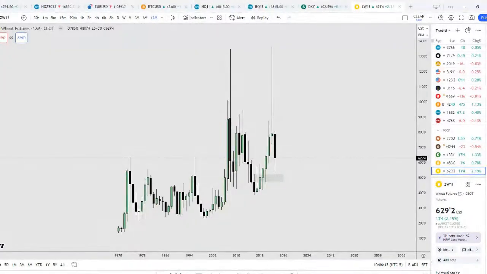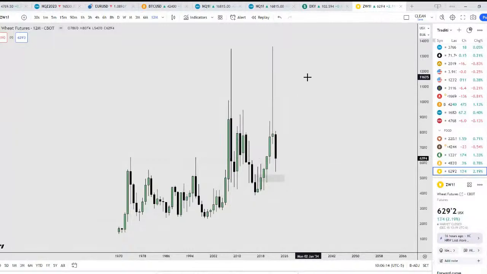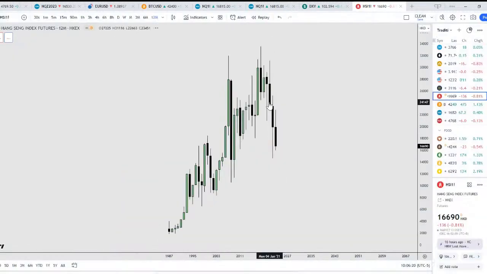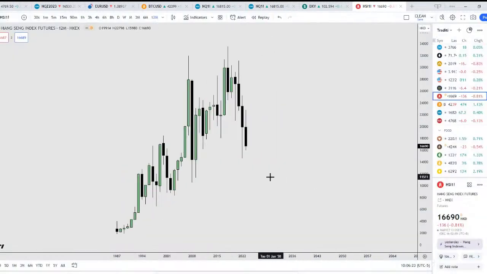And now let's move on to HSI. Done with food. Okay, so HSI, it has taken two sell stops here, and it has closed. I mean, it's going to close below this low here, I am thinking. Okay, what else?